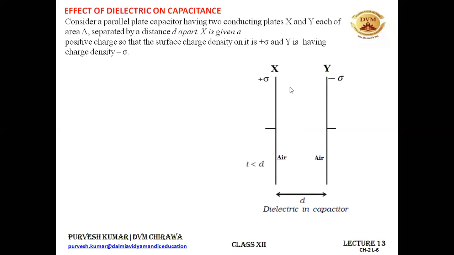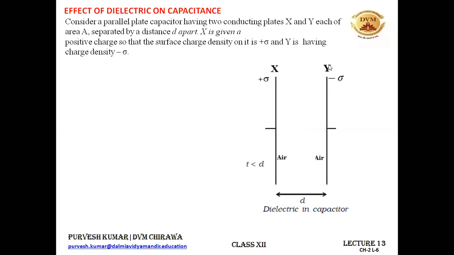Two parallel plates are there, with a distance d between them, and earlier we had only air in between the plates. Plus sigma is the surface charge density for plate X, and minus sigma is the surface charge density for plate Y.